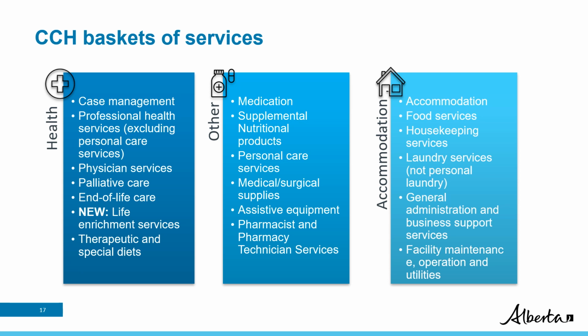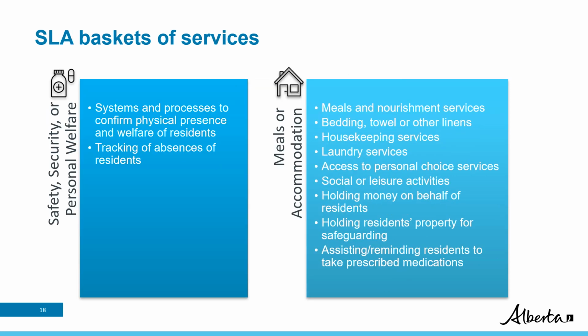Under Accommodation: Food Services, Housekeeping Services, Laundry Services, General Administration and Business Support Services, Facility Maintenance, Operation, and Utilities. The basket of supportive living accommodation services is shown in this slide. Under Safety, Security, or Personal Welfare: Systems and Processes to confirm physical presence and welfare of residents, Tracking of absences of residents.